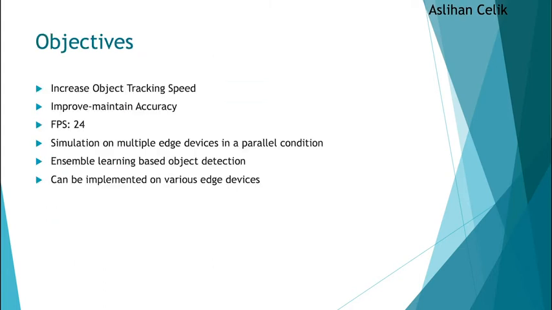Our main goal is to improve both the detection speed and accuracy. To achieve this, we simulate the edge environment in parallel condition that benchmarks different pre-trained models. We built an ensemble learning-based object detection system at edge with an interactive web user interface. The system enables the implementation of various edge devices.